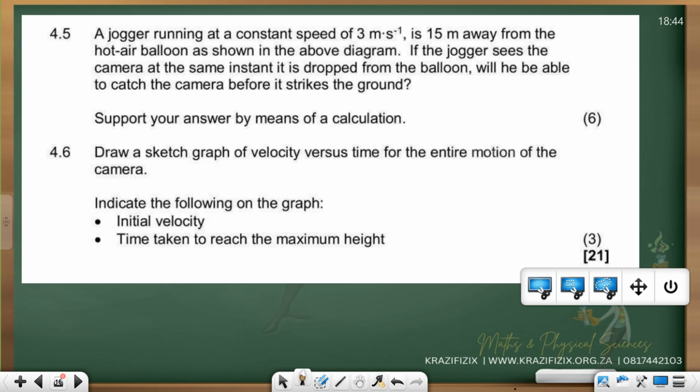Guys, can we draw? Everybody, quickly give me an attempt. Draw a sketch graph of the velocity time graph for the entire motion of the camera. I'll give you a quick 2 minutes to try that, or 1 minute. Then I'll quickly help you.